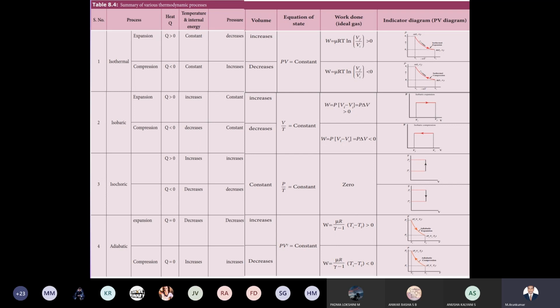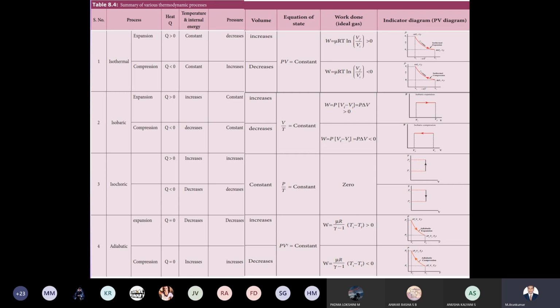In isochoric, volume will be constant, but in isochoric we have only compression and expansion process. Volume will be constant in the isochoric process. In an adiabatic process, Q will be 0. So we will look at that one by one later. So isothermal expansion: pressure will decrease, temperature is constant, and volume is increasing.